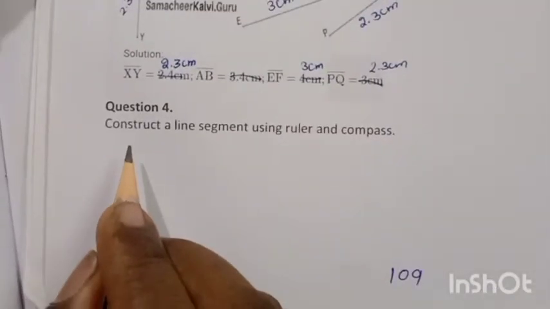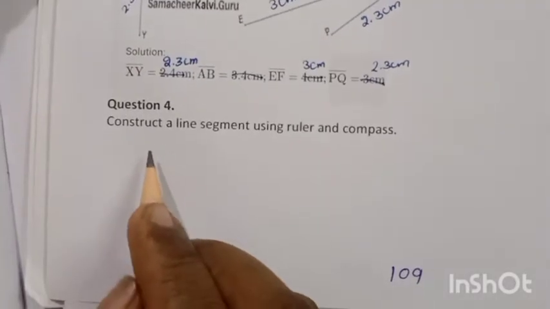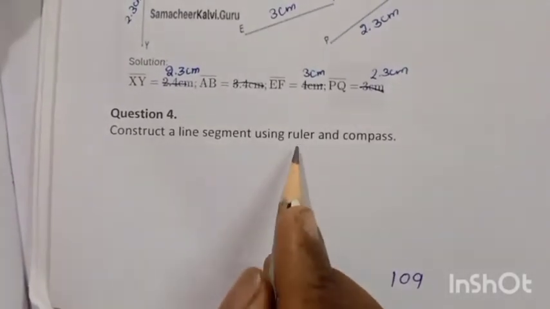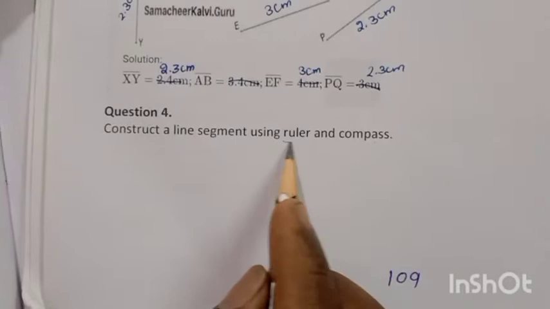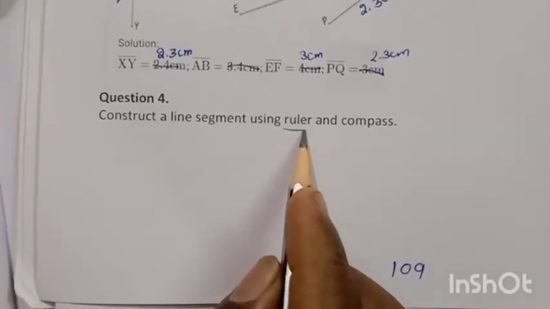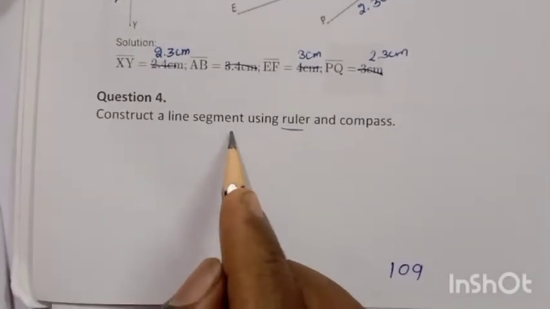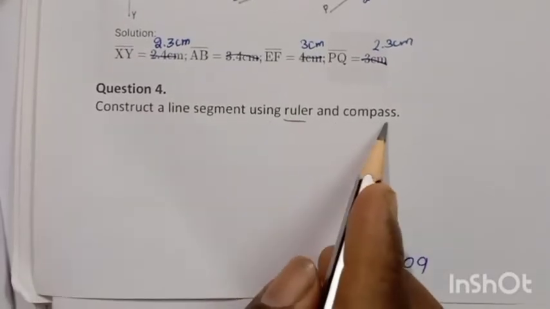Exercise 4.1, fourth question. Practical geometry. Construct a line segment using ruler and compass. Ruler means it is a scale. Okay, we have to construct the line segment using ruler and compass.